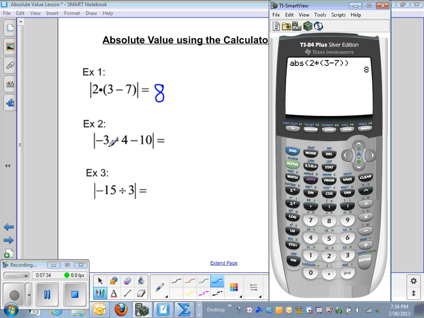Second example, we took minus 3, minus 4, minus 10. We got the absolute value of negative 17, which was 17. So let's go ahead and put that in the calculator. We're going to hit math, toggle to the right to num, hit enter. We're going to hit negative 3, minus 4, minus 10. And we're going to close that. And we are going to get the positive 17.